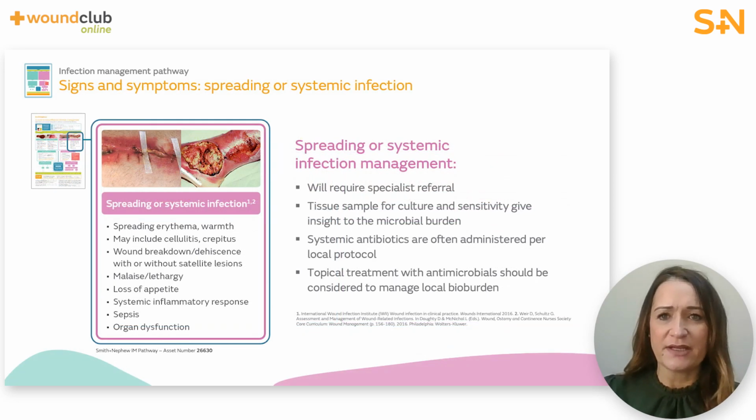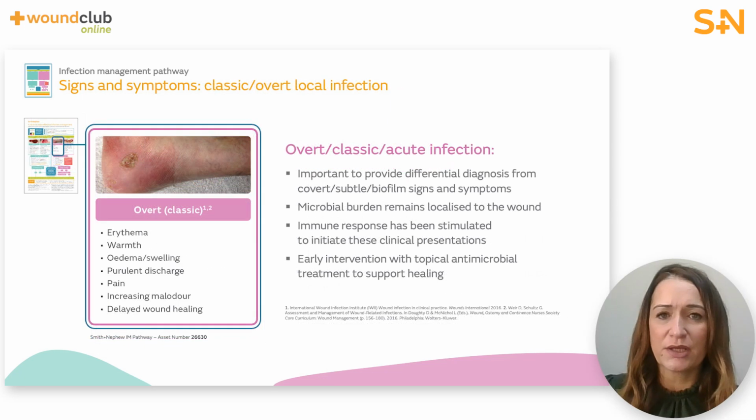Spreading or systemic infection describes the movement of microbes beyond the local wound environment to affect other tissues, organs and systems throughout the body. Patients falling into this category of the pathway need urgent specific treatment to halt the progression of infection to sepsis. Specifically, collaboration with specialists to enable rapid treatment with systemic antibiotic therapies is required to prevent rapid deterioration.